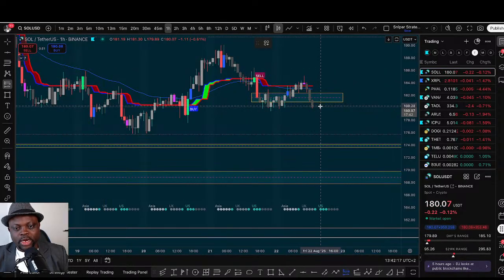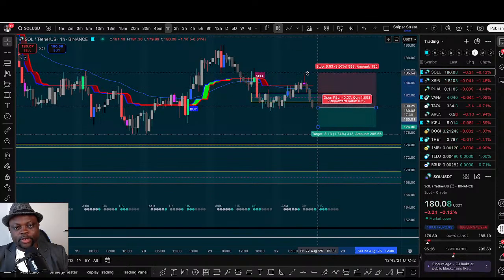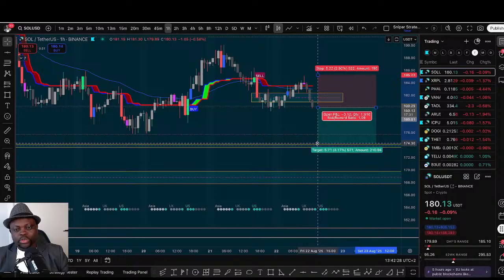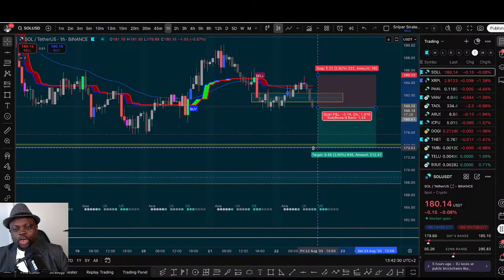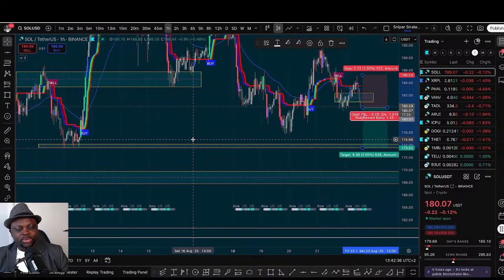You're shorting Solana here with stop loss right back there. Of course, I know it's so far, but this is a quick scalp. You target this low here. Now, if you zoom out, you see that this low is possible.